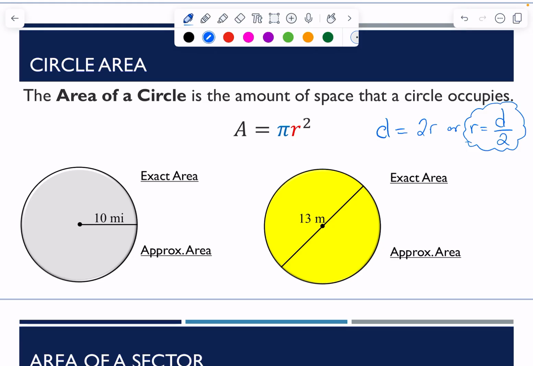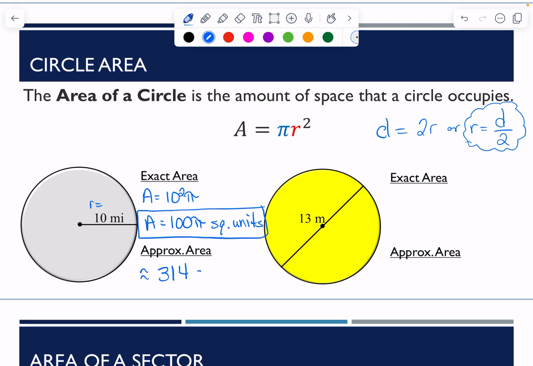Let's look at the first one here. So the first one, this is my radius. My radius is 10. So the area would equal 10 squared pi. And when we look at that, 10 squared is 100 pi square units. Okay, so that's my exact answer. And then we're going to take 100 times 3.14, and our approximate is going to be 314 square units.